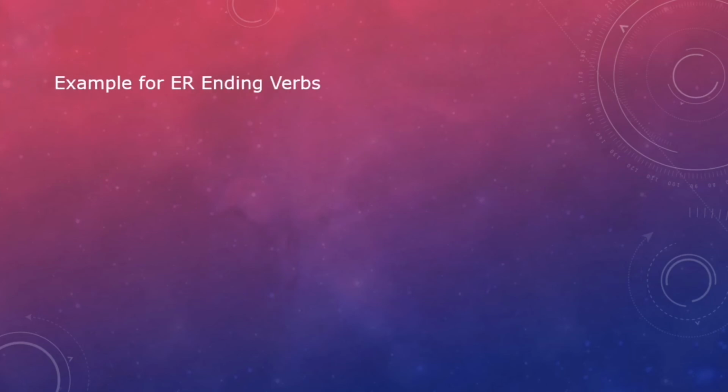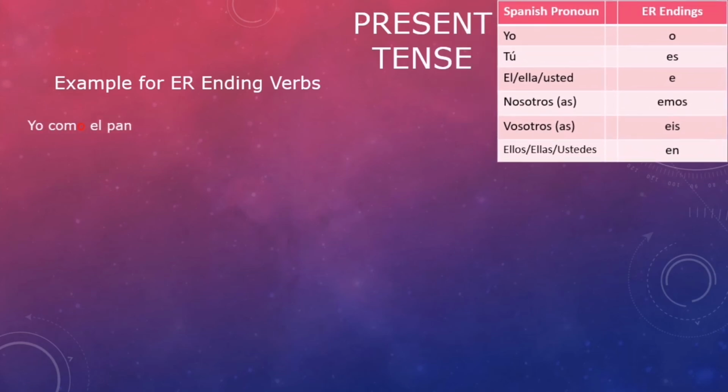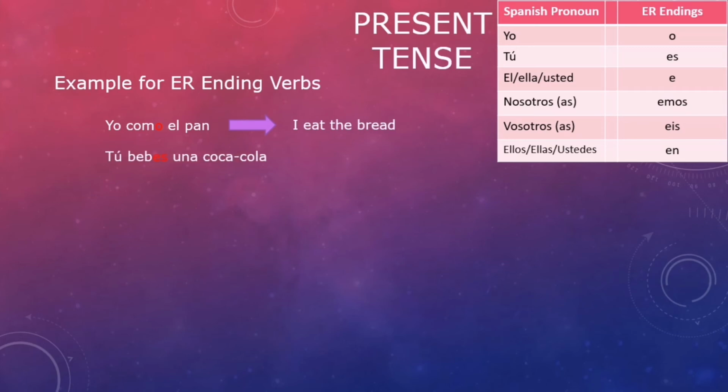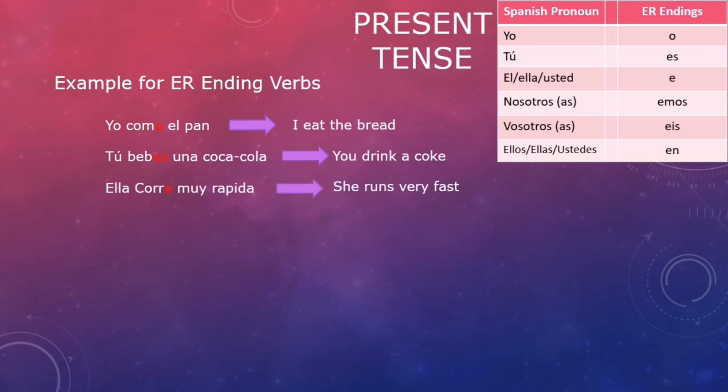More examples about ER ending verbs in present tense. Yo como el pan. I eat the bread. Tú bebes una Coca-Cola. You drink a Coke. Ella corre muy rápida. She runs very fast. Yo no creo a ella. I don't believe her.